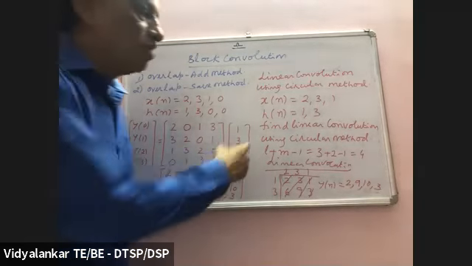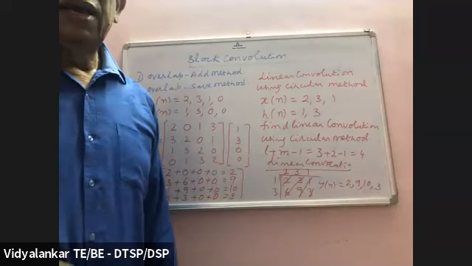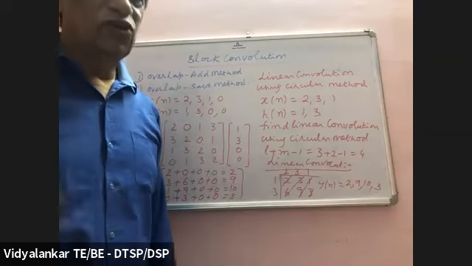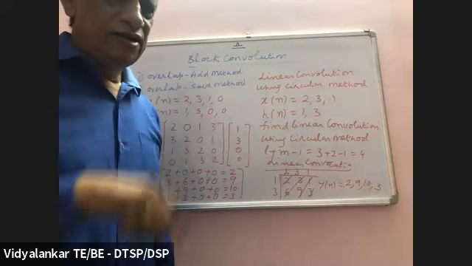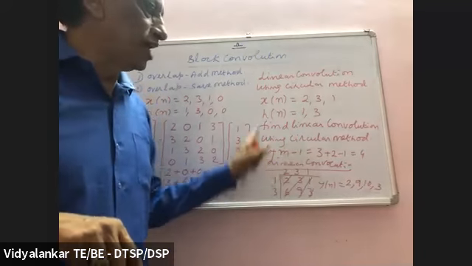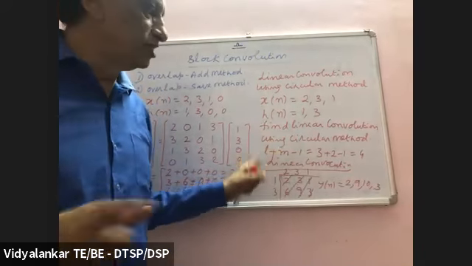Even formula will be asked in linear convolution. The total number of convolutions are: A, L plus M minus 1, B, L plus M, C, L plus M plus 1, D, L plus 1.